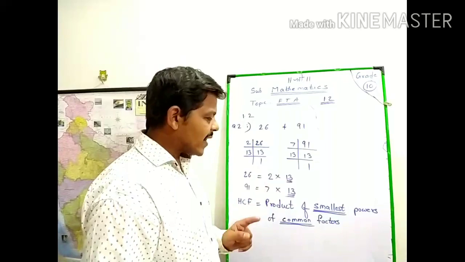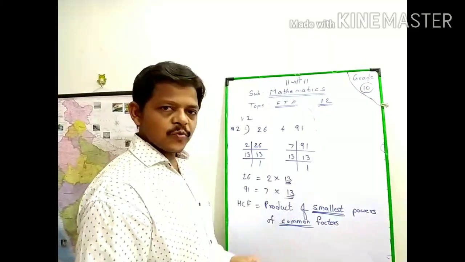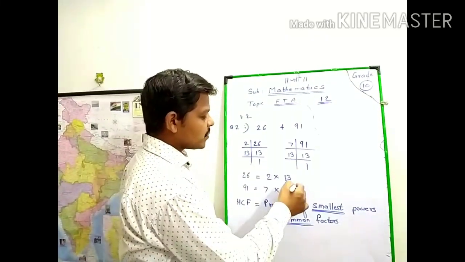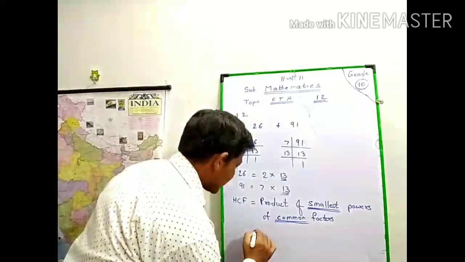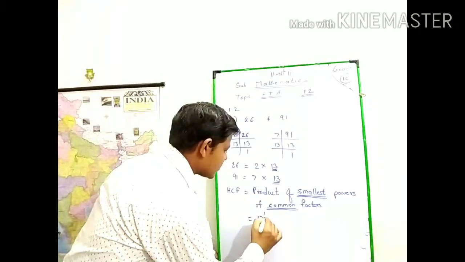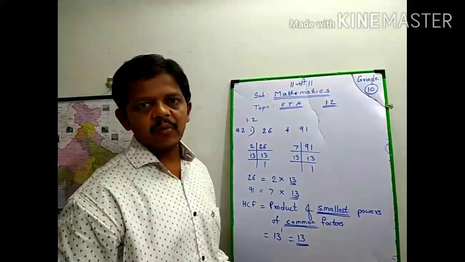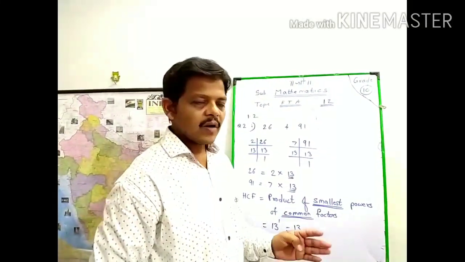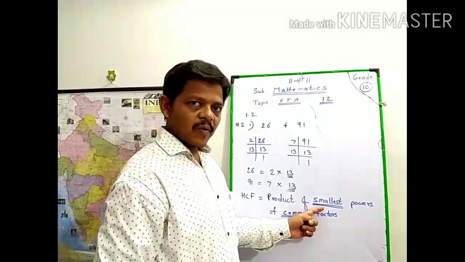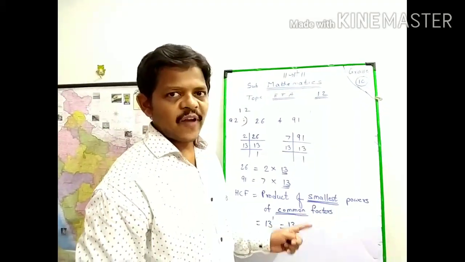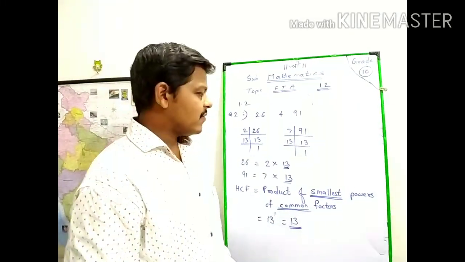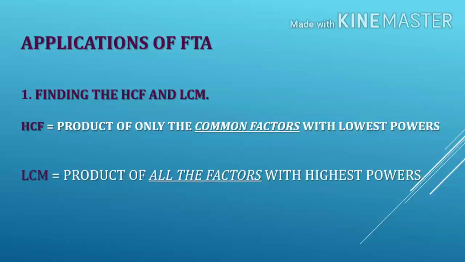So only 13 will be taken. Here the power of 13 is 1. Nothing means 1. Here also the power of 13 is 1. So it is nothing but 13 raised to 1, that is 13. So the HCF comes out to be 13. What is the HCF? Smallest powers of common factors. Correct? And the second rule is about LCM.